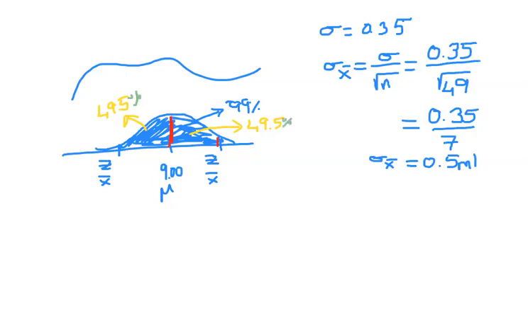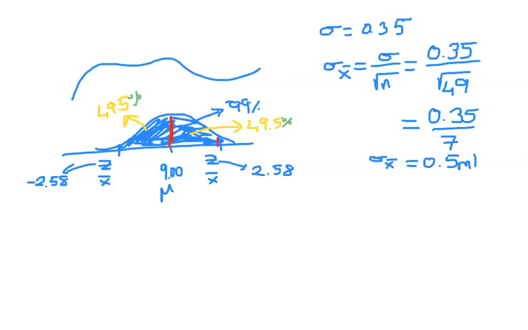On the z-score table, if you look at 0.495, you will see that the value for z is going to be equal to 2.58. You will see this value on your z-score table, and on the negative side, it's going to be negative 2.58. So what am I going to do with these z-scores?